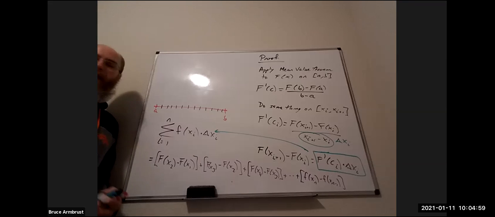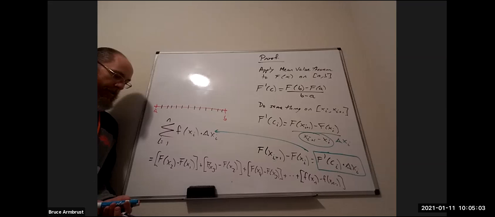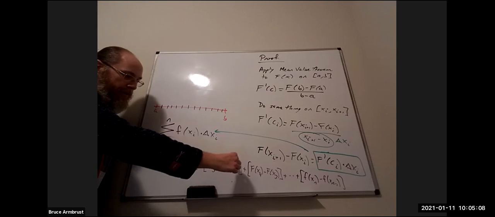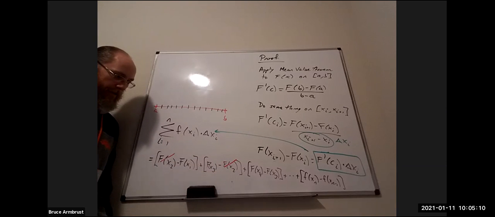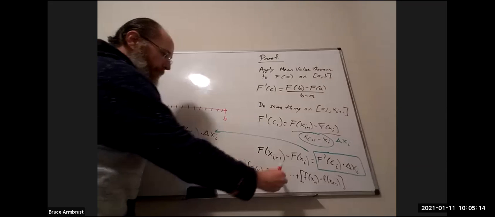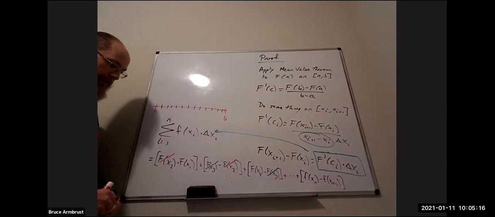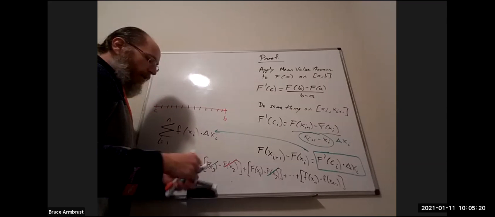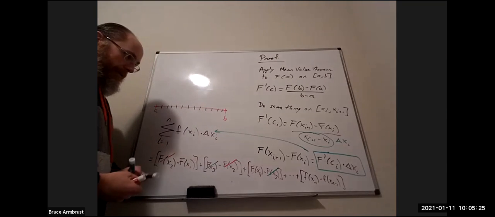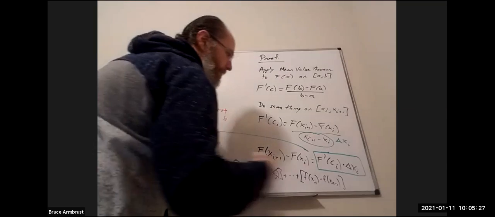So this is what we call a telescoping sum. Check this out. Lots of stuff cancels. I've got an f of x2 that cancels with this minus f of x2. There's an f of x3 that cancels with a minus f of x3. The f of x4 is going to cancel with the next one, and the next one, and the next one, and all kinds of stuff is going to cancel. We'll cross that one off. We'll cross that one off.